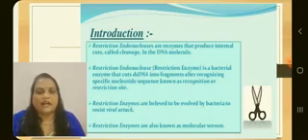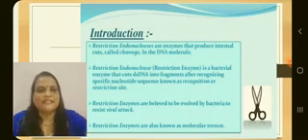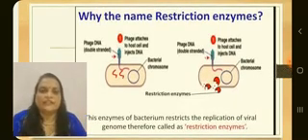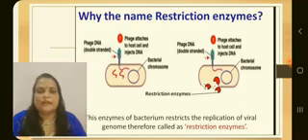Restriction enzymes are believed to have evolved in bacteria to restrict viruses. Restriction enzymes are also called molecular scissors. Now, why are these enzymes called restriction enzymes? Because these enzymes are used by bacterial cells to restrict the replication of viral genome.